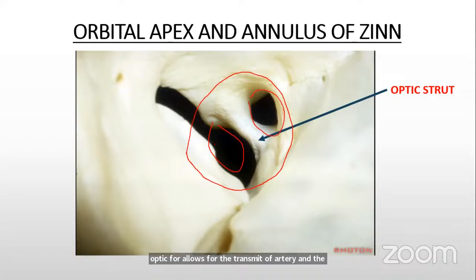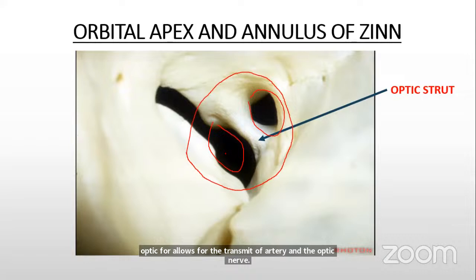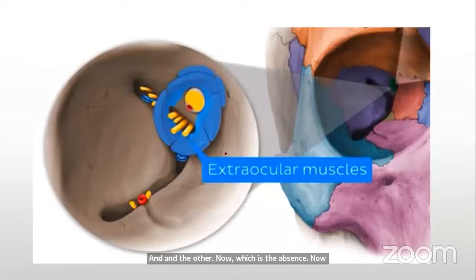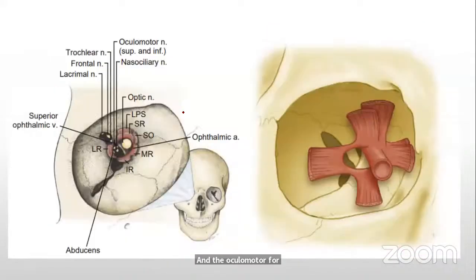Then this oculomotor foramen allows for the passage of other cranial nerves, as we will see, including the oculomotor nerve, nasociliary nerve, and the other nerve, which is the abducens nerve. We'll see shortly in the subsequent slides. Again, this is the annulus of Zinn, the optic foramen, and the oculomotor foramen. We'll see all these muscles and the nerves in a minute.